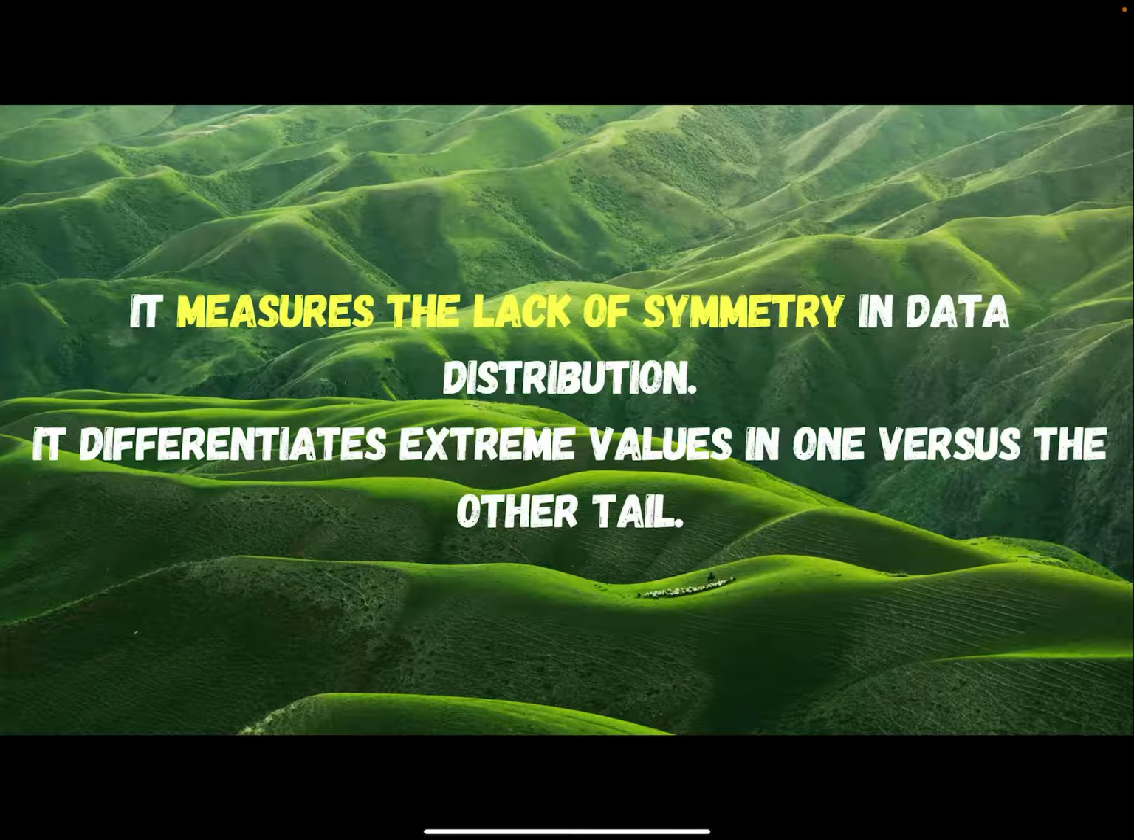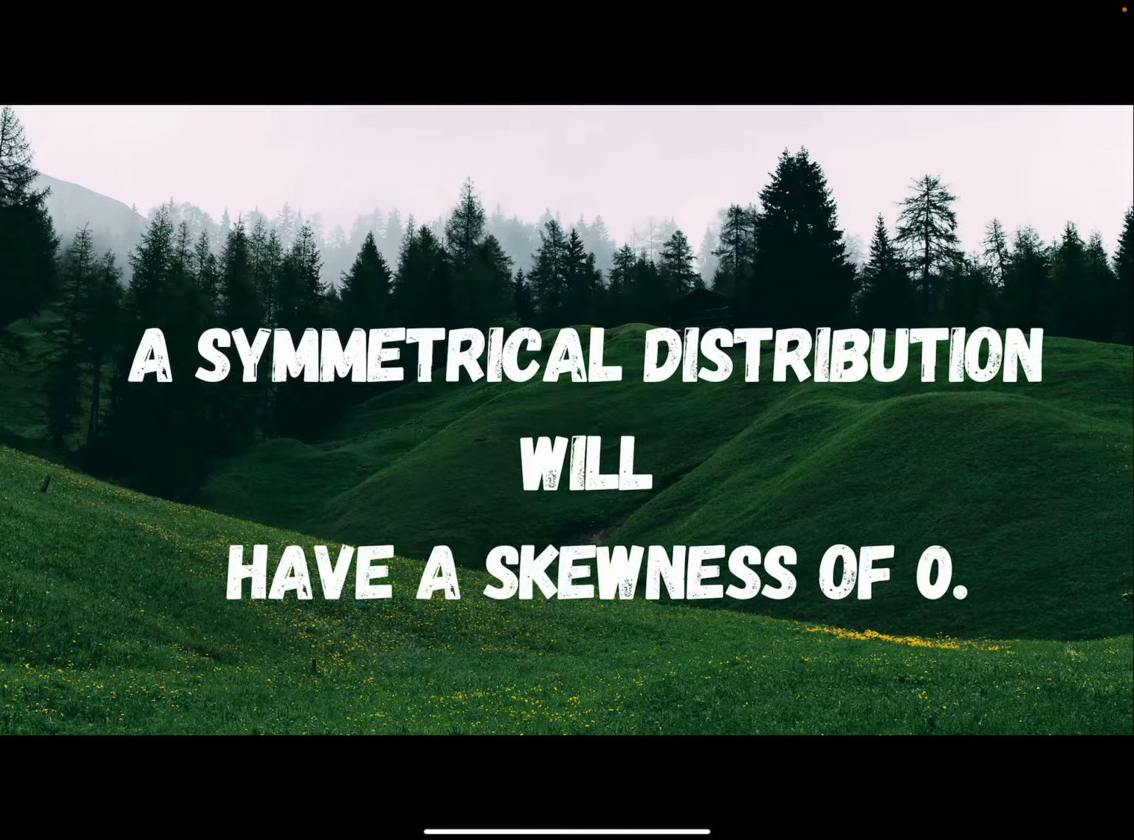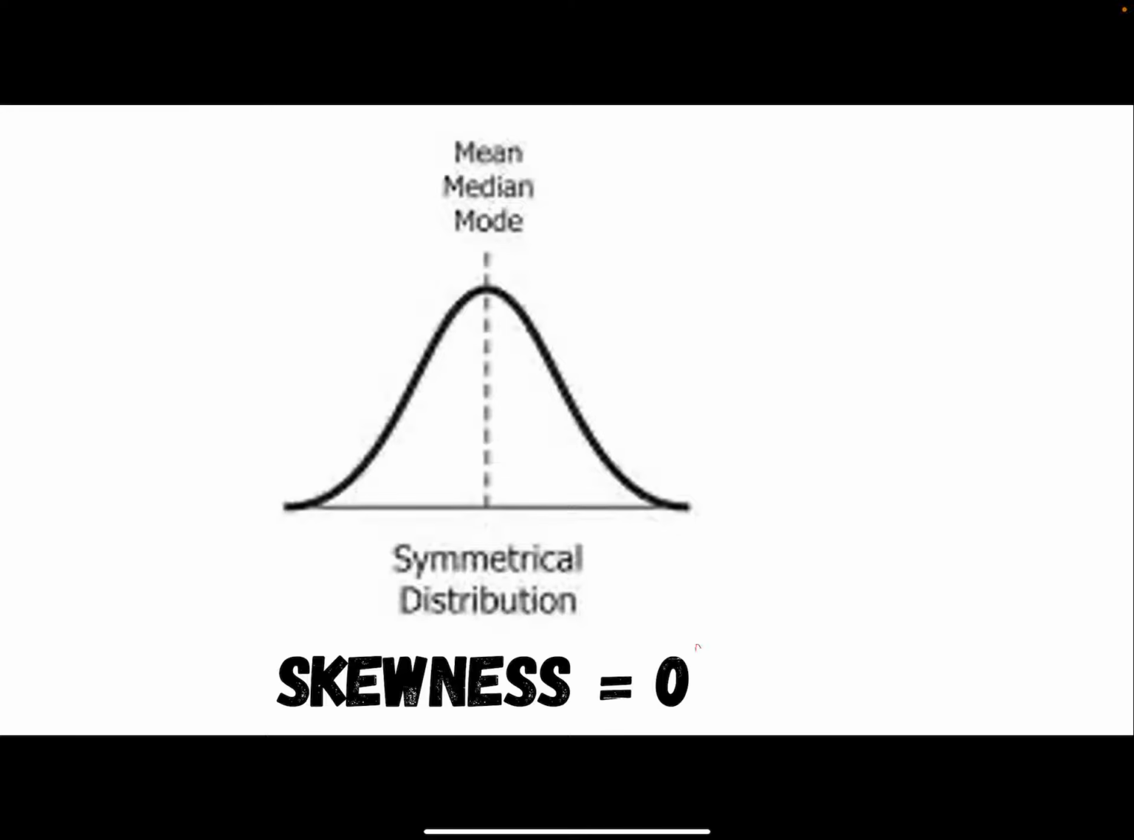So, basically it measures the lack of symmetry, how it is distorted from the symmetry. It differentiates extreme values in one versus the other tail. What will be the skewness of a symmetrical distribution? Since it is symmetrical, skewness is 0. So, what will be the skewness of a normal distribution or a normal curve or a bell curve? Skewness will be 0. Okay. So, this gives that the normal curve has skewness 0.